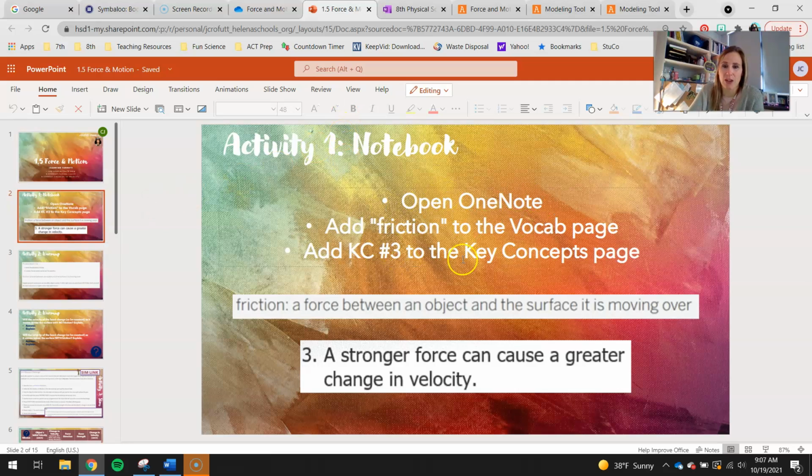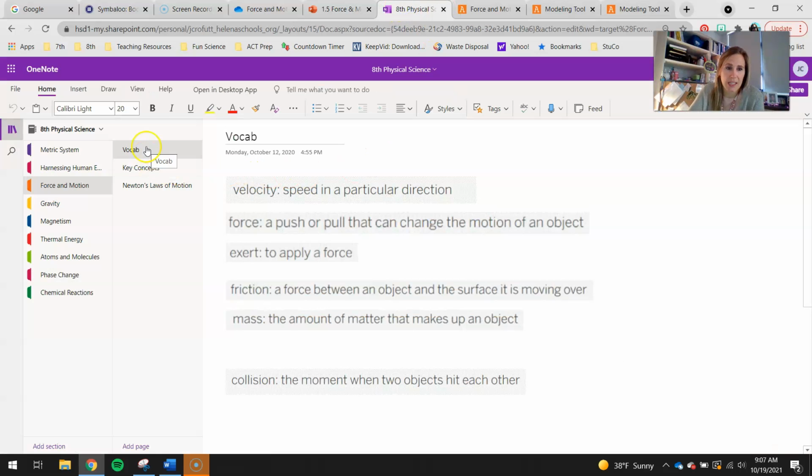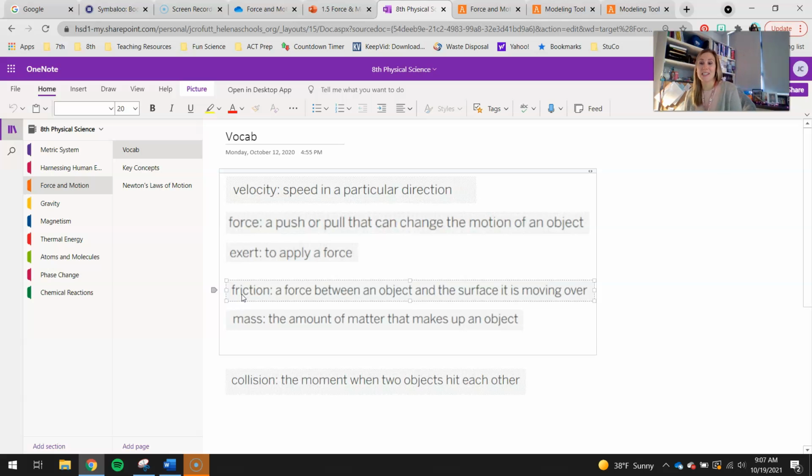You need to add friction to your vocab page and key concept number 3 into your key concepts page. So let's go ahead and take a look. I have my Force in Motion section. Vocab, I've added friction right here: a force between an object and the surface it is moving over. Generally that force works in the opposite direction as the force you are putting on it to make it move. So if you're pushing an object to the left, then the force of friction is going to be working opposite, or to the right.